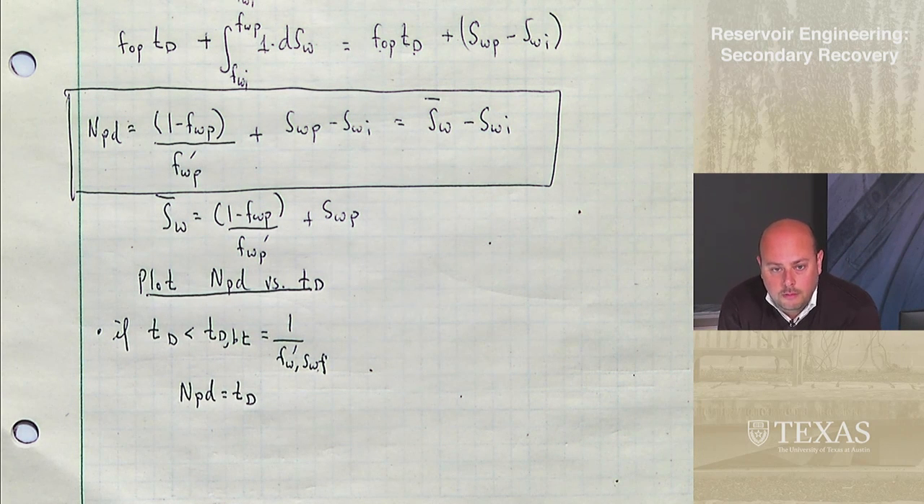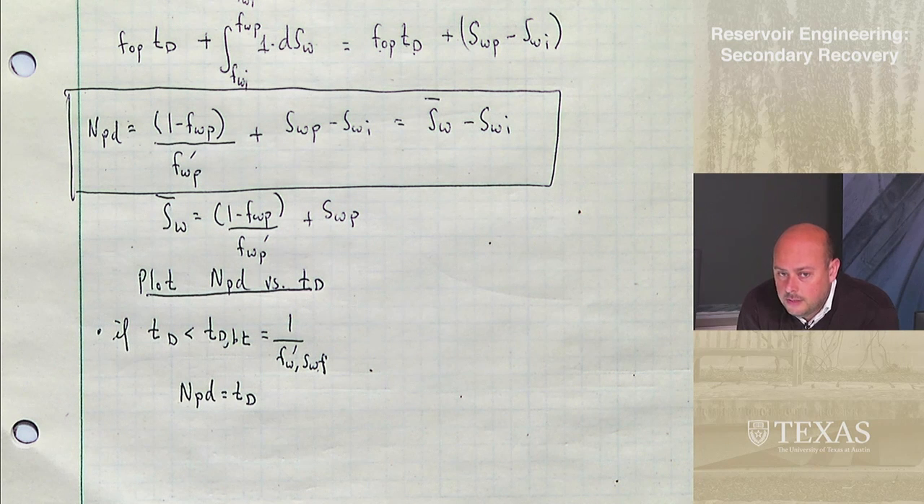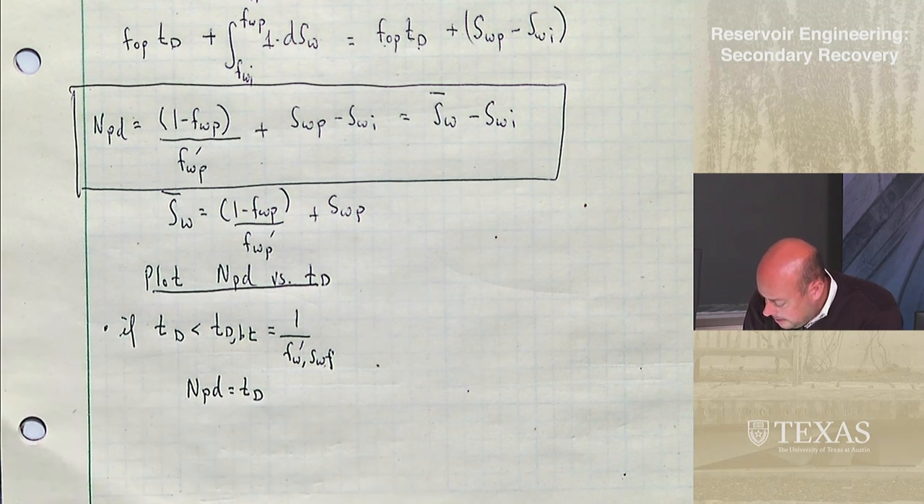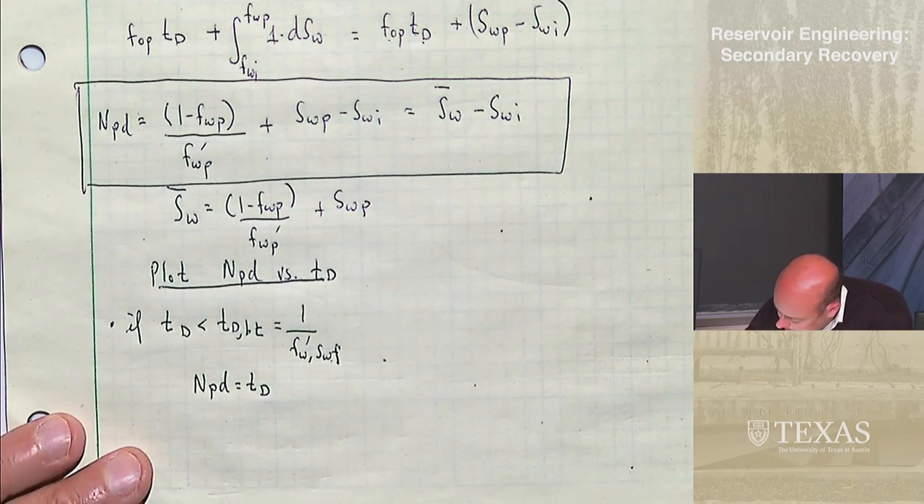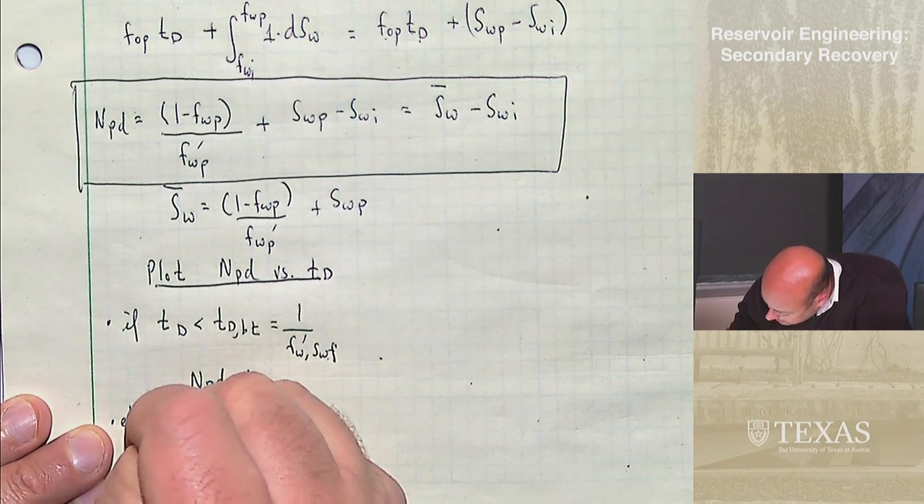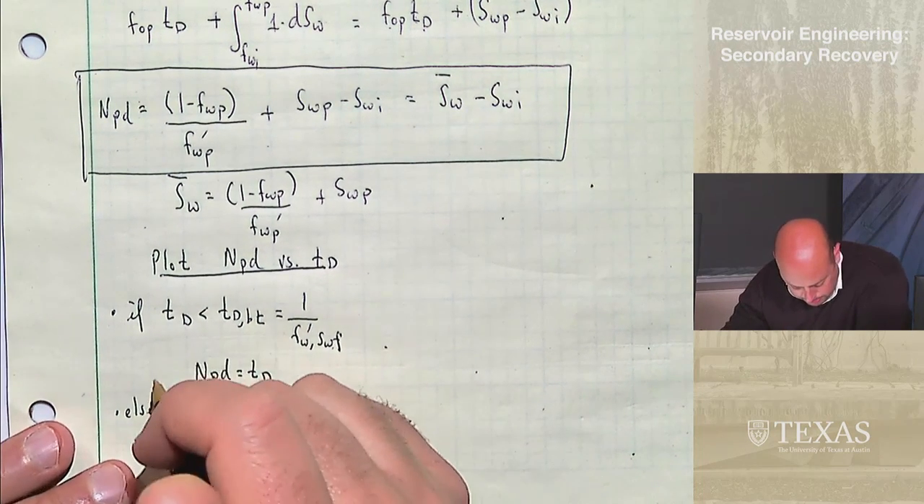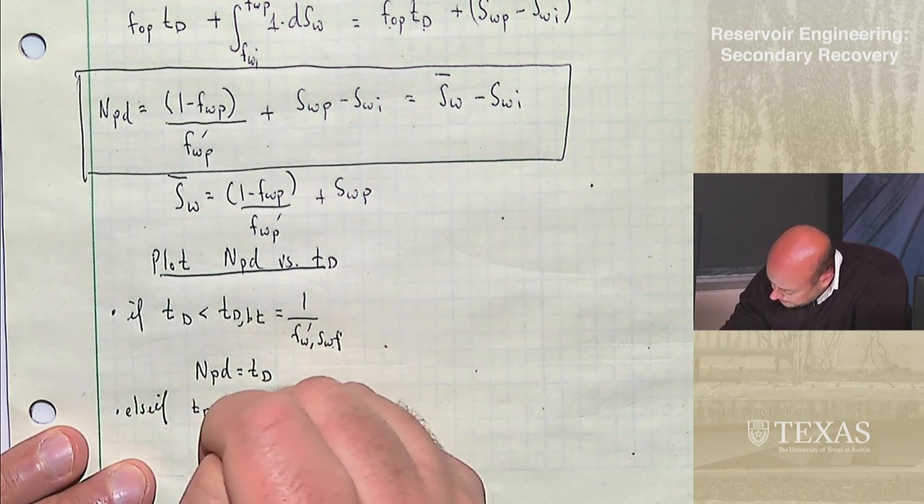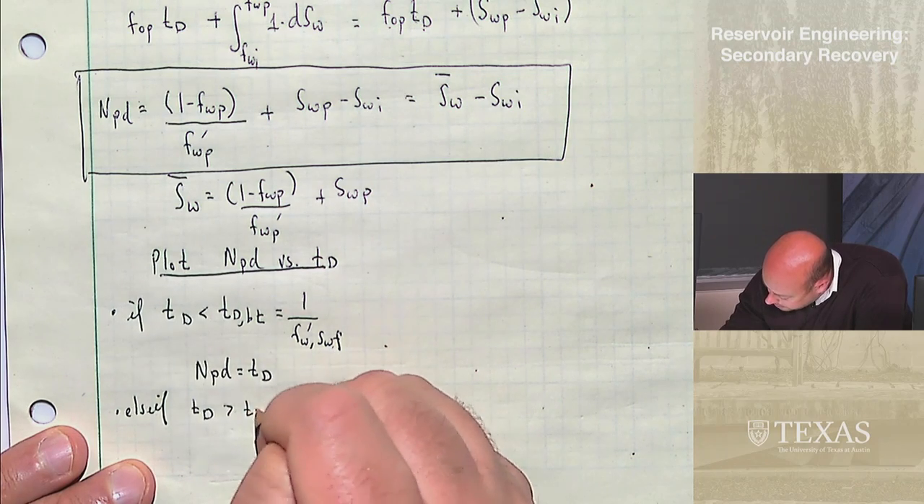So if TD is 0.1, NPD is 0.1. If TD is 0.2, then NPD is 0.2. All that says is any water we inject at the injector, that's produced oil at the producer. At least that's true if you're at irreducible water saturation. But what if you're greater than the breakthrough time? Else if TD is greater than the breakthrough time.